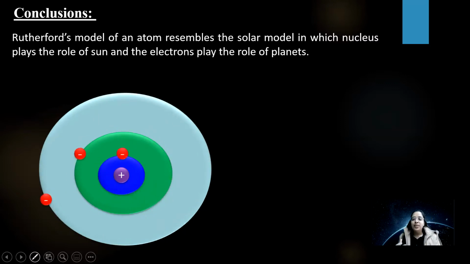So in this way, you can see Rutherford modified the structure of the atom very well and tells us about very interesting subatomic particles in an accurate way. So this is your Rutherford's model.